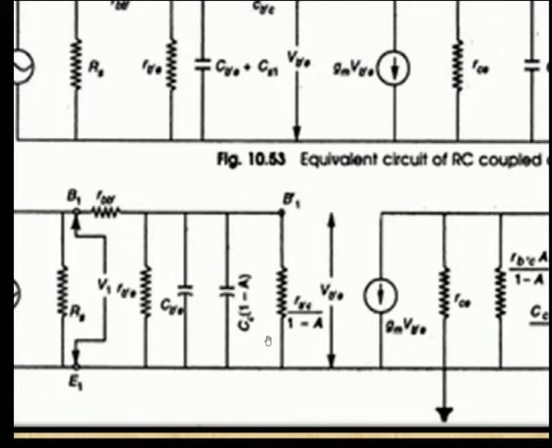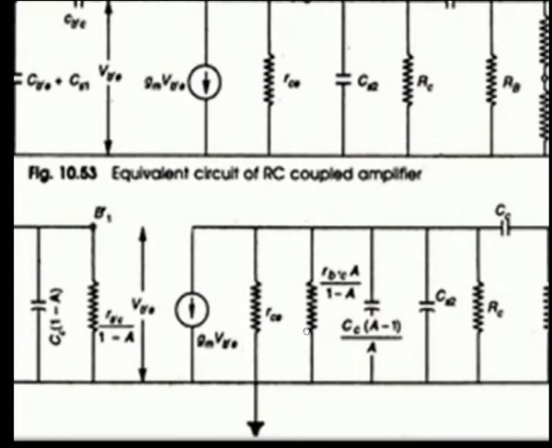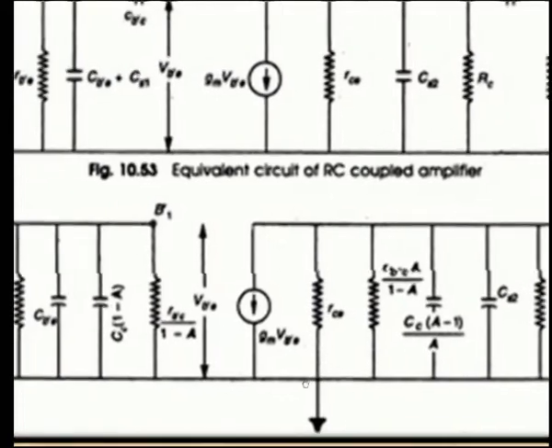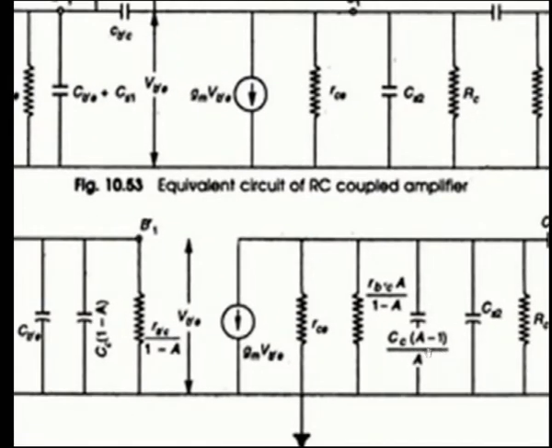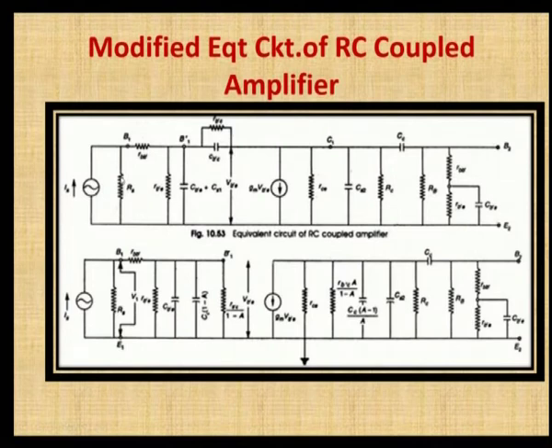This is for the input side, and also for the output side you have to include that resistance RB'C into A by 1 minus A, and here this is CC into A minus 1 by A. Here this is simply 1 minus A, here it is A minus 1 by A, the term you have to include with the capacitance. So, this is the calculation made by Miller's theorem, and after that when you see the circuit, everything is one and the same.